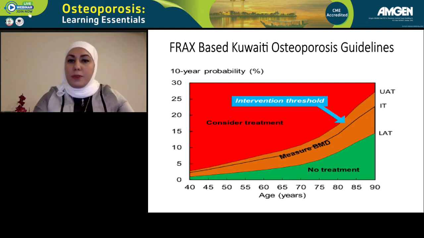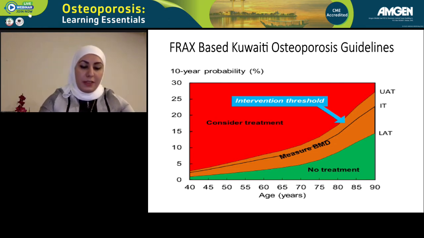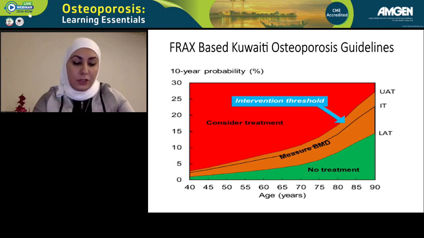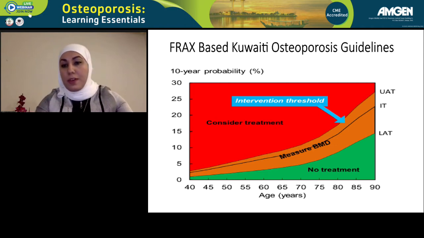In the FRAX-based Kuwaiti osteoporosis guidelines, we have a lower assessment threshold, an intervention threshold, and an upper assessment threshold. The lower assessment threshold is the 10-year probability of a major osteoporotic fracture for a woman with no risk factors. The intervention threshold is the 10-year probability of major osteoporotic fracture for a woman with a prior fracture. And the upper assessment threshold is 1.2 times the intervention threshold.